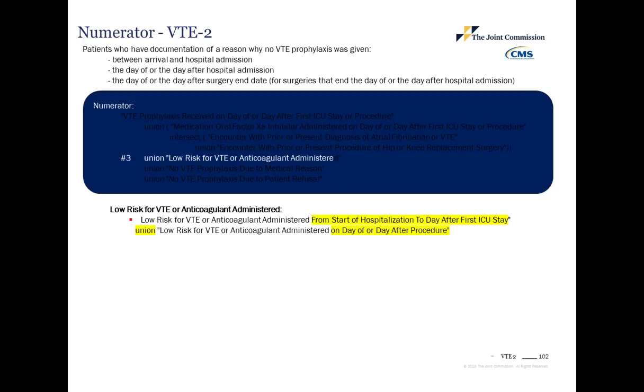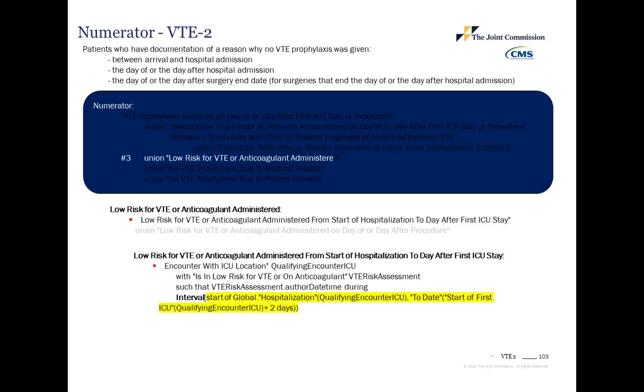So moving into the third numerator condition, again, same as VTE-1. We transition the focus, though, to patients who have a reason for no VTE prophylaxis. So this condition of low risk for VTE or anticoagulant administered is unioned into 2 definitions using 2 timing conditions: from the start of hospitalization to the day after first ICU stay, and the day of or day after procedure. Either one of these timing conditions will satisfy the numerator.